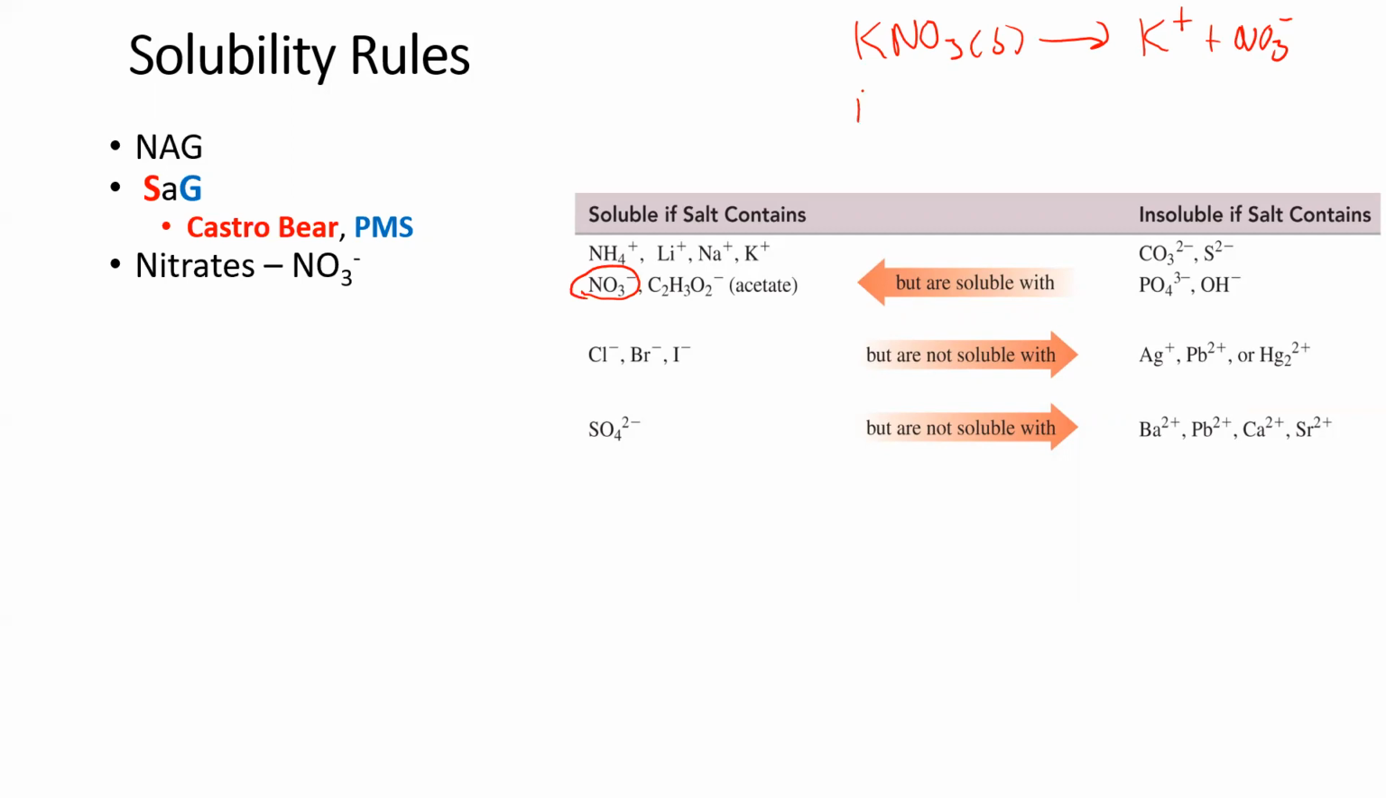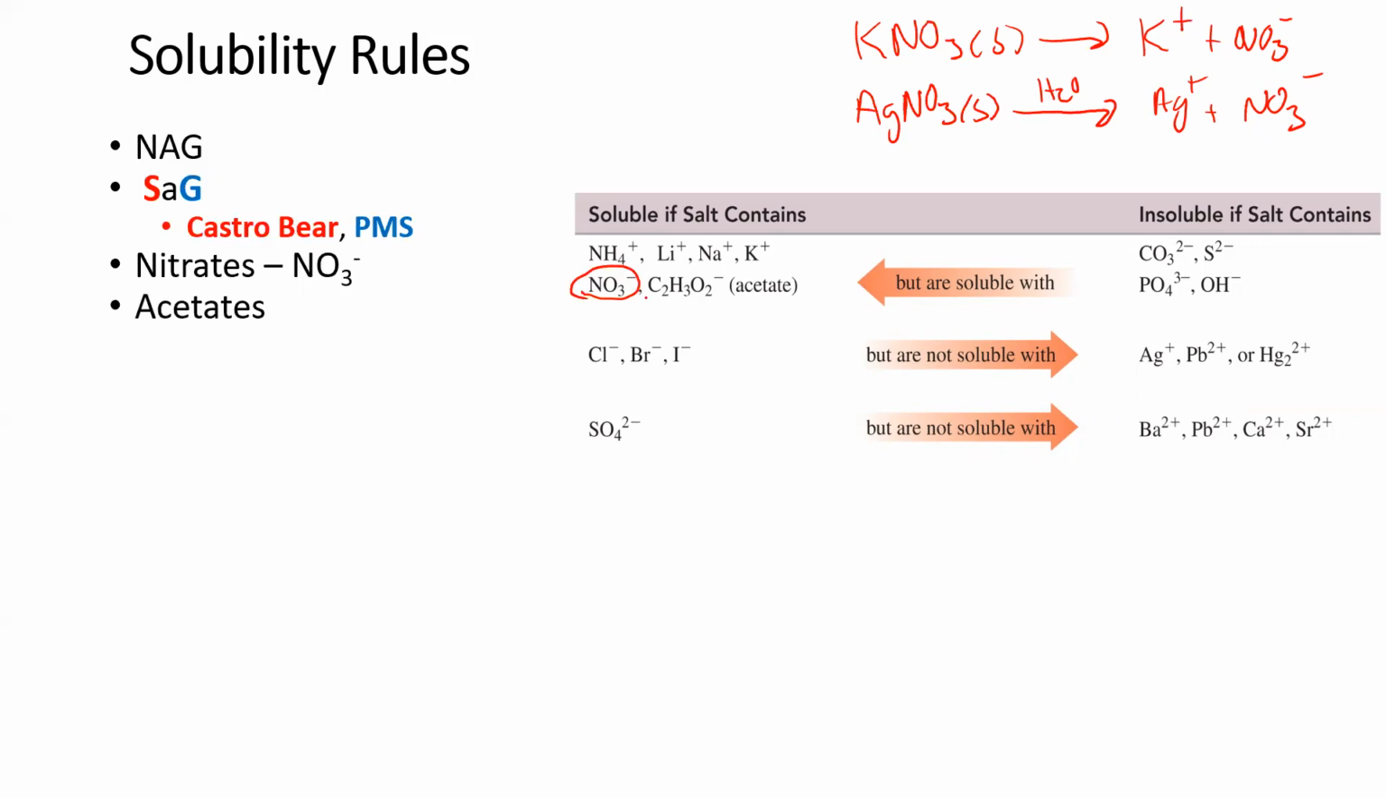If I have a silver nitrate ionic compound as a solid and I throw that in water, because nitrates prefer the solvent interaction over the solute, it will dissociate and separate. And when it does that, silver is left free floating in solution. So nitrates are always soluble.